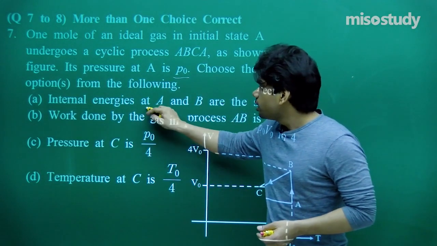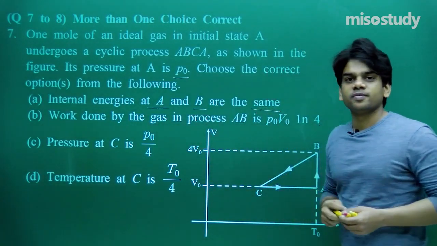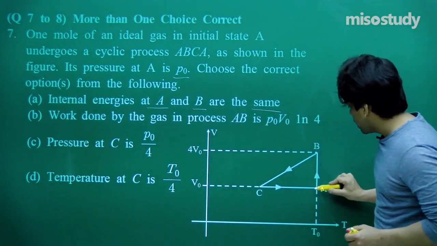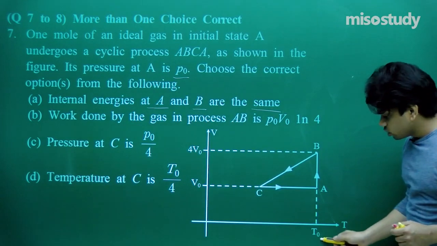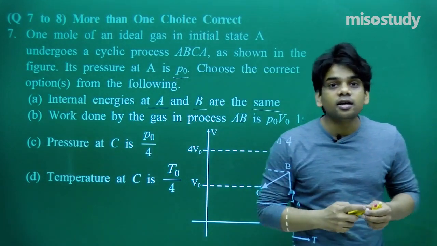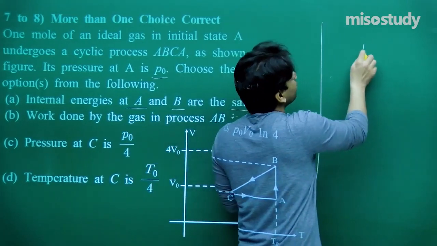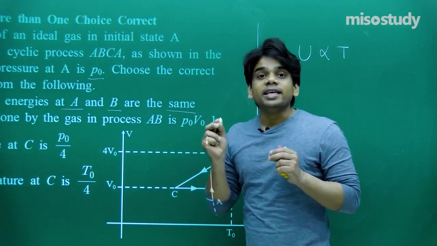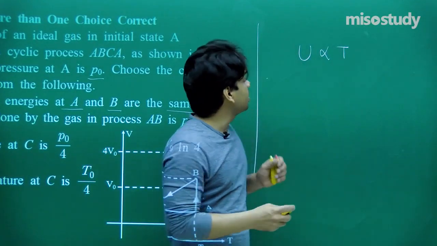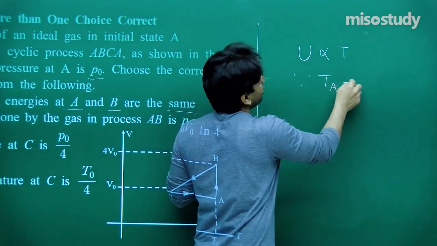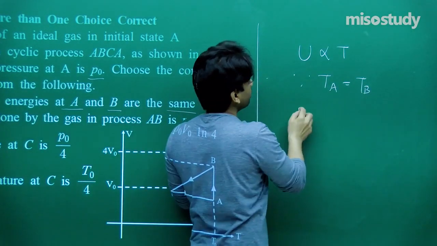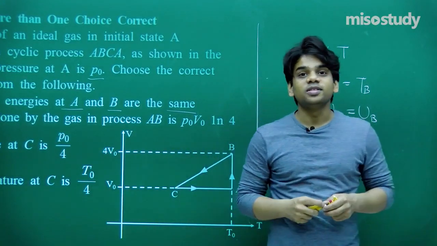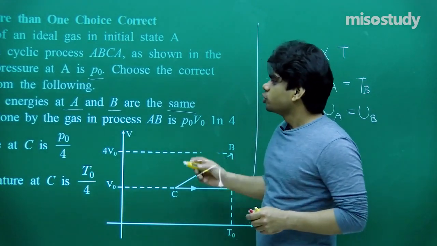Now, first option: internal energies at A and B are the same. We know that internal energy is a function of temperature. Here you see point A is here, point B is here. Temperature is T0. Since internal energy is a function of temperature, U is directly proportional to temperature. Since TA is equal to TB, therefore UA will be equal to UB. That is, internal energy will be the same for both A and B. So internal energies at A and B are the same.